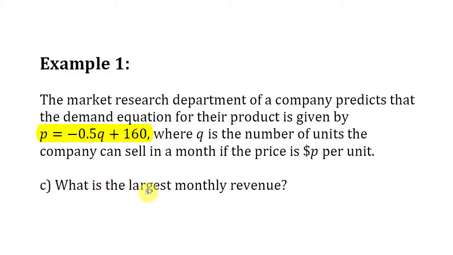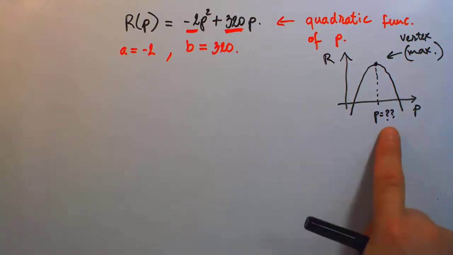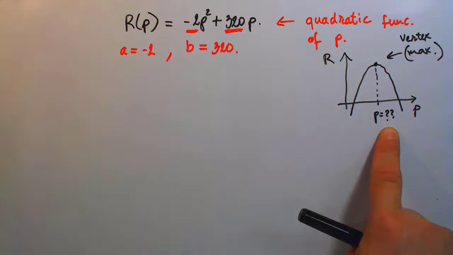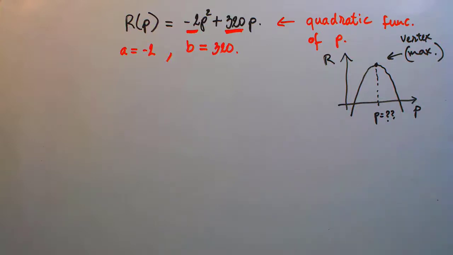And let's now advance to our last question. What is the largest monthly revenue? You can see that it has a certain order of work here. Once we found at which price we should be selling to make the largest revenue, keep in mind that at the end of question B, we did not find out how big of a revenue we can make. But now this question here, we're going to answer that.